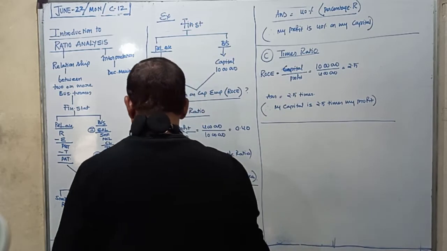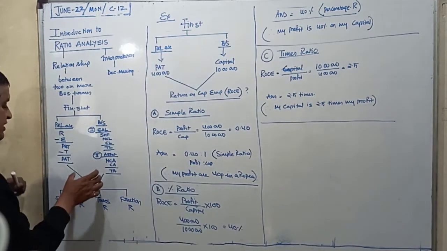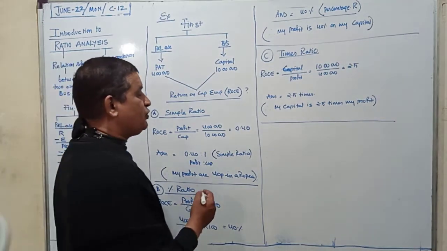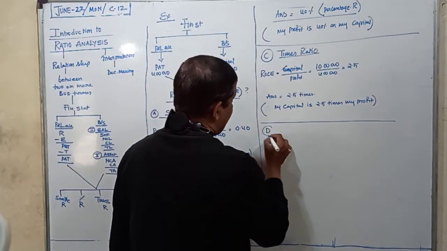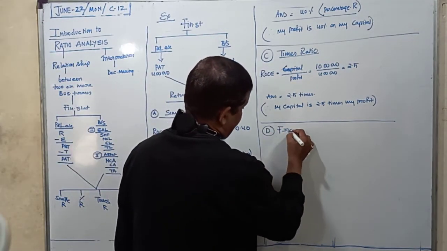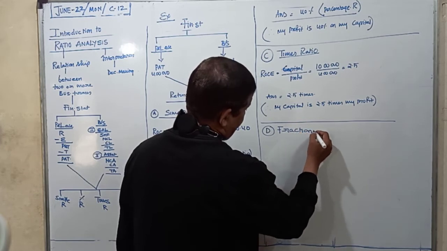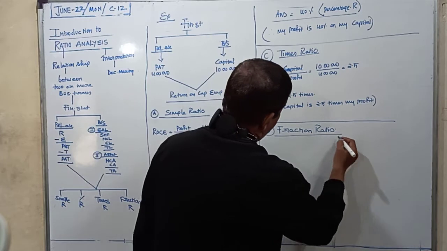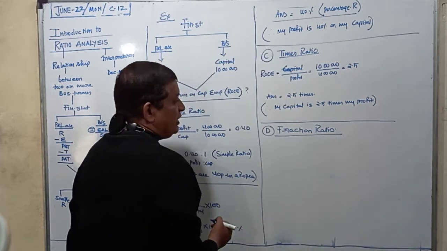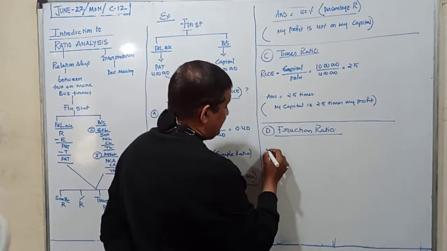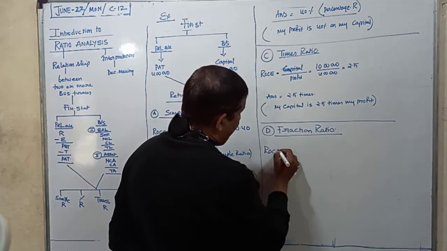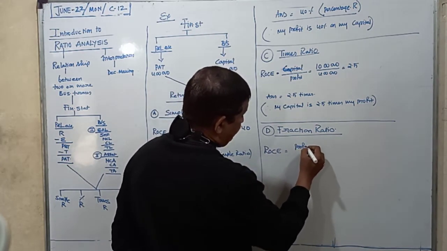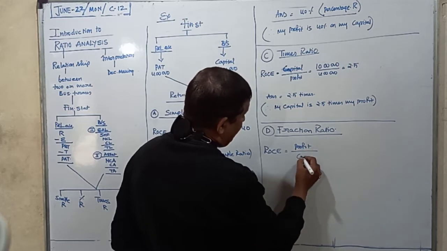And finally, we said that we can express this relationship even as a fraction ratio. So we go for the last thing, that is fraction. That is a fraction ratio. Now let us see what you mean by this. So return on capital employed, it is return, it is profit divided by capital.